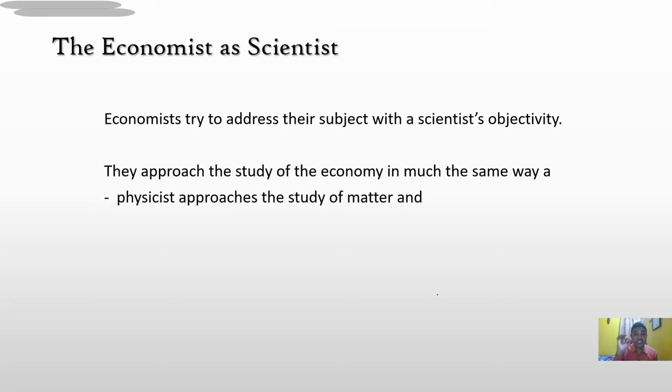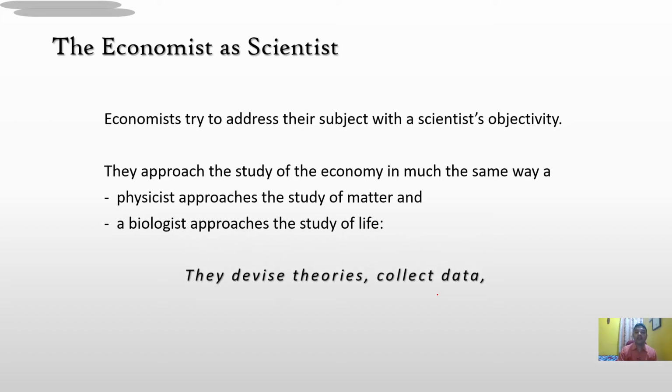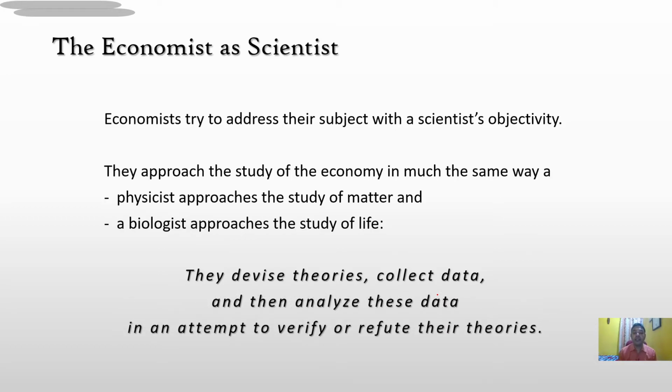As you can see, a physicist approaches the study of matter, the way a biologist approaches the study of life, they devise theories. They collect data and then they analyze this data. After analyzing this data, they try to verify and see whether the theory is right, or to refute it. So economist as a scientist, yes, they also have a scientific outlook. Like a physicist, like a biologist, they also collect the data, they analyze the data. They attempt to verify the data, whether to accept the theory or to reject the theory. That is what economists do as a scientist.